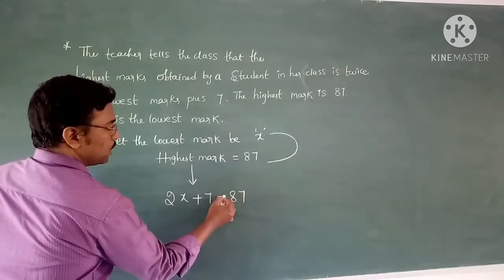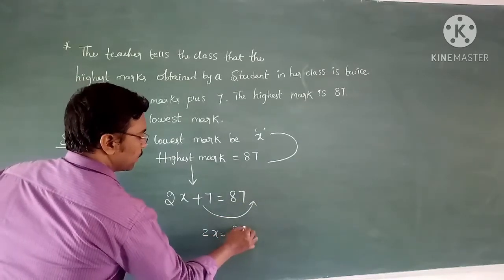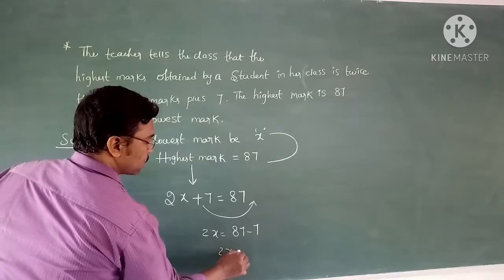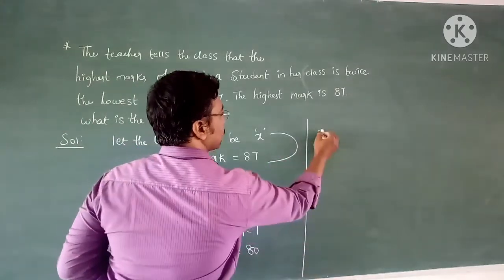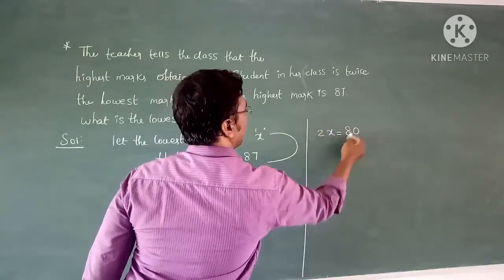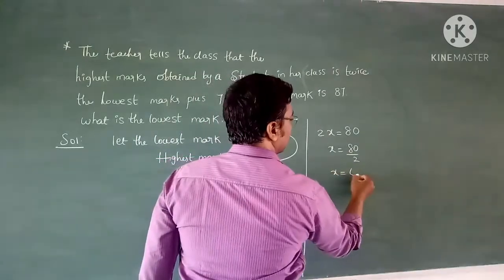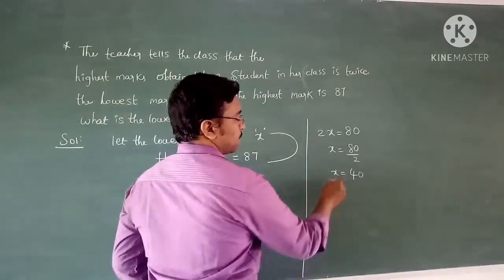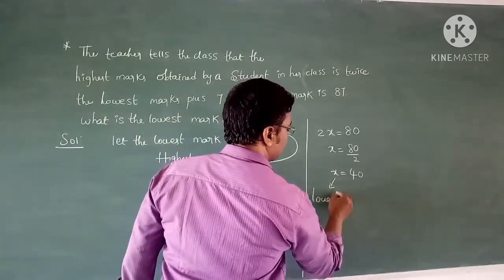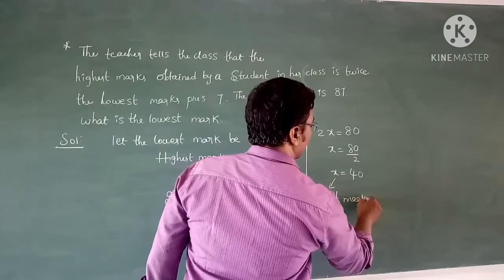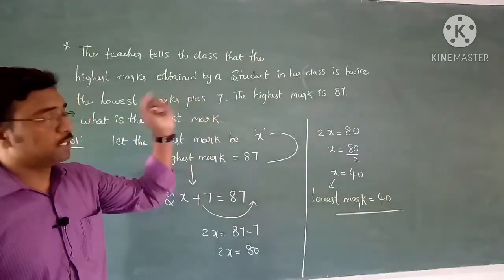Now transpose this plus 7 to this side. 2x is equal to 87 minus 7, so 2x is equal to 80. x is equal to 80 by 2, so x is equal to 40. What is this x? The lowest mark. So the lowest mark is 40, and the highest mark is 87.